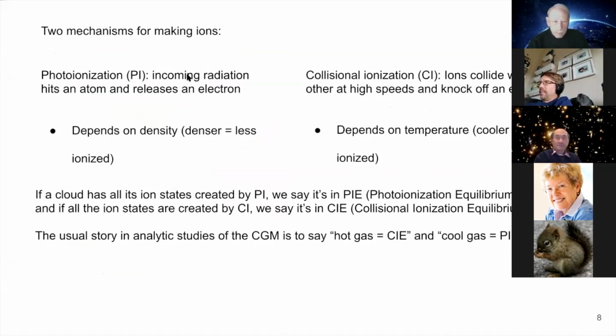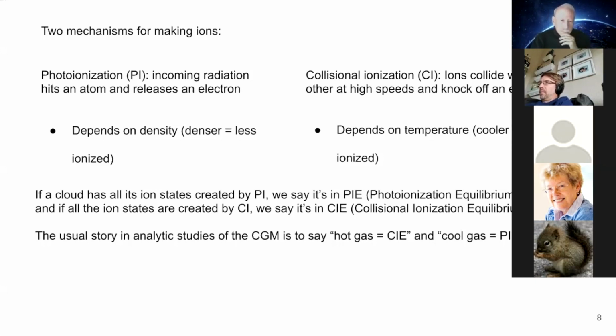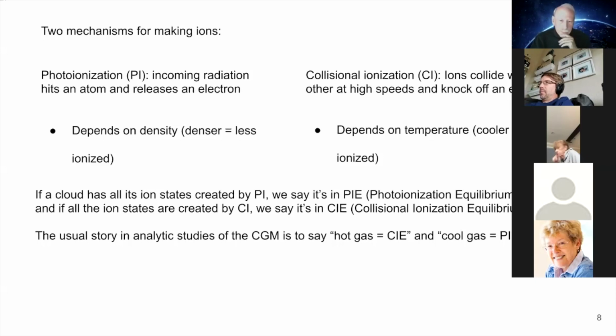an ion or an atom sitting somewhere. Incoming radiation comes in from the cosmological background, or from a local source, but we're always going to use the background in the CGM. And it's going to hit an atom. That atom's going to absorb some energy in its atom electron system, and then the electron will get released. So this depends on density in the sense that if you have denser gas, you would need more incoming photons to ionize it. So the more dense your gas is, the less ionized it will be overall.